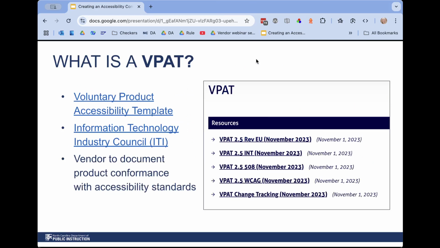And some of this may not be new to you, but if it's not, then this will be your refresher. What is a VPAT? It actually stands for Voluntary Product Accessibility Template. But what I have found, as you may have found too in the land of accessibility, is that we often call the completed template a VPAT. So we kind of use that interchangeably.